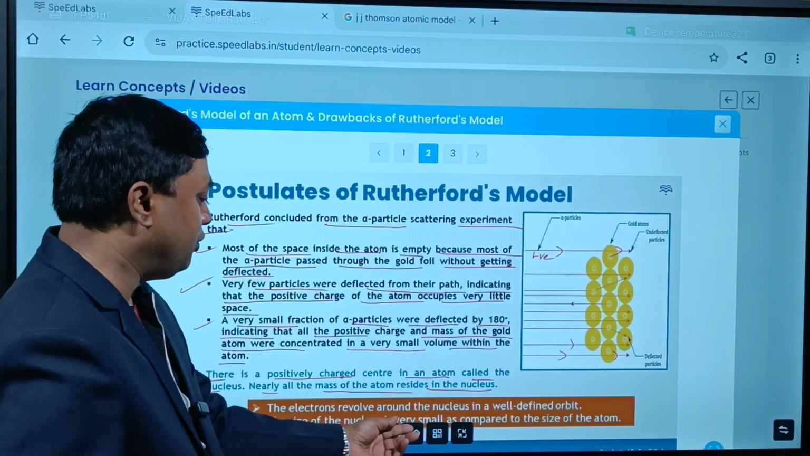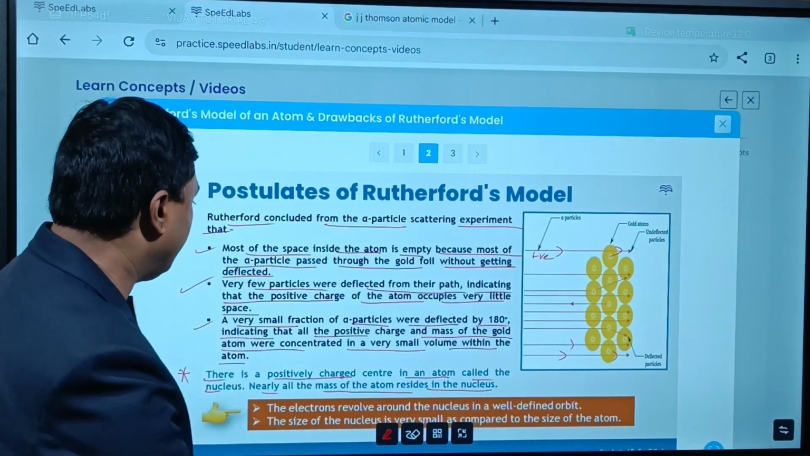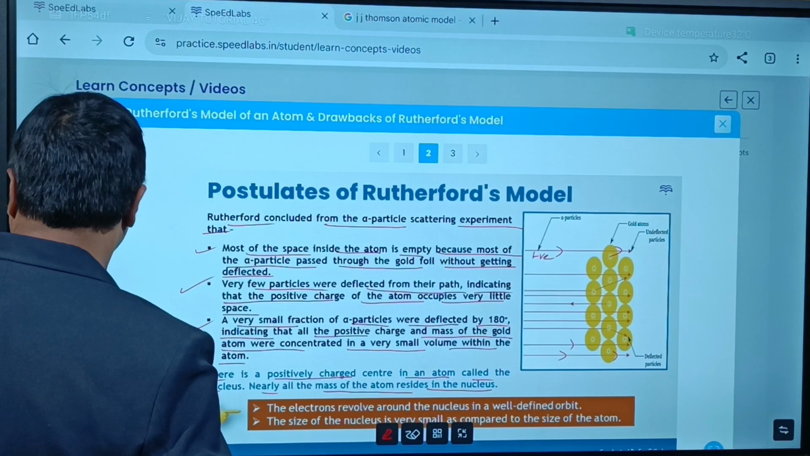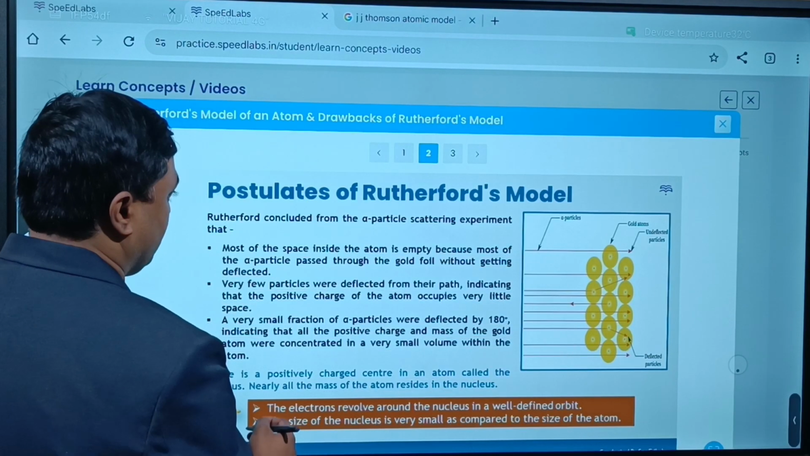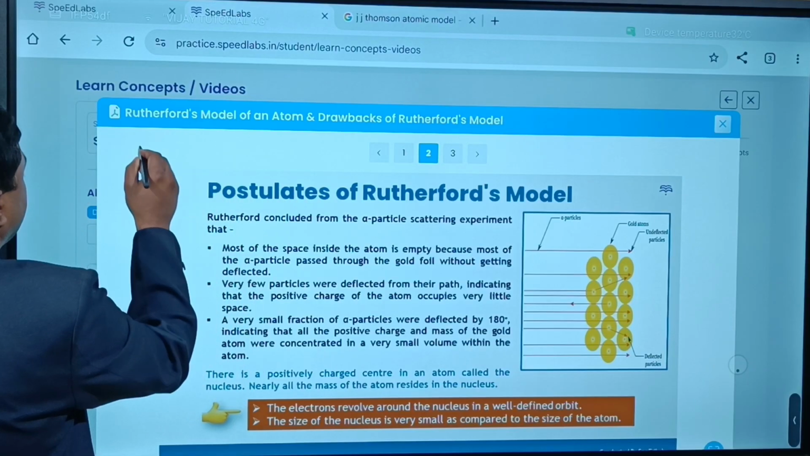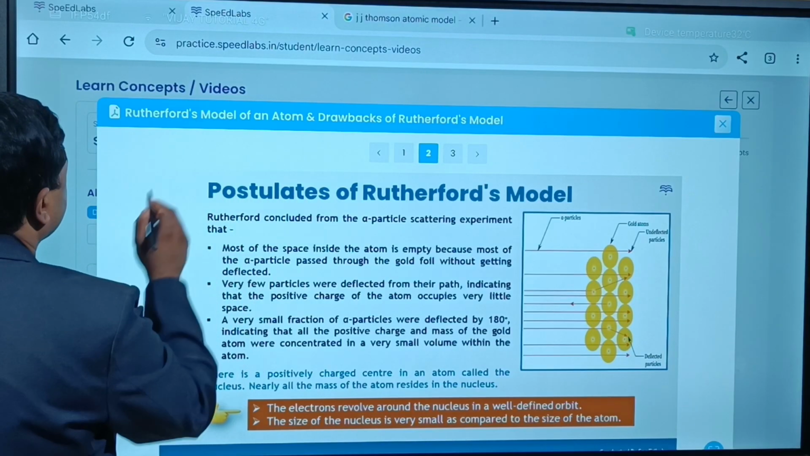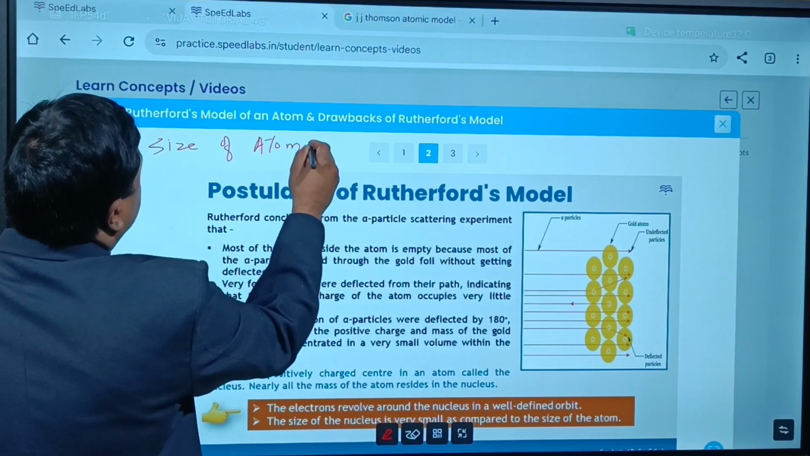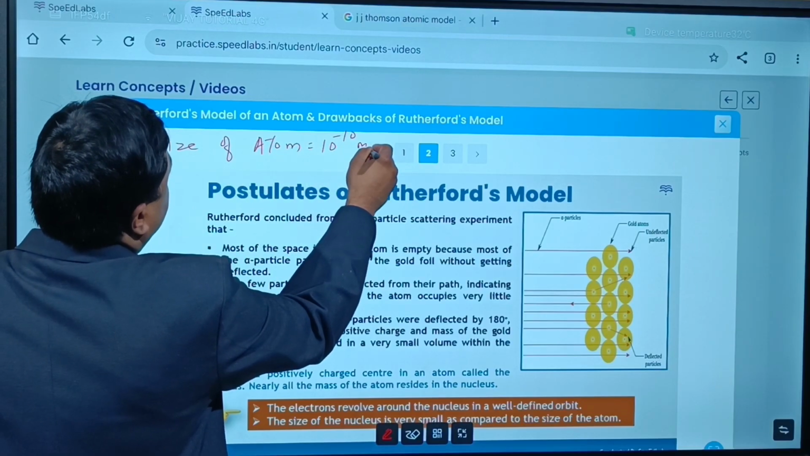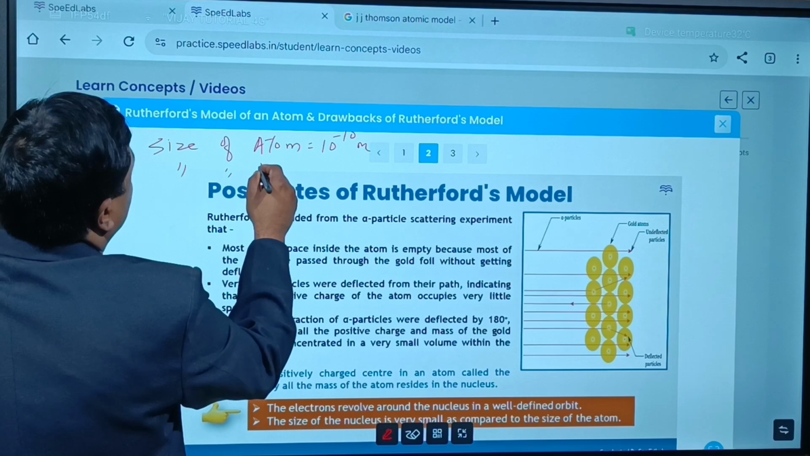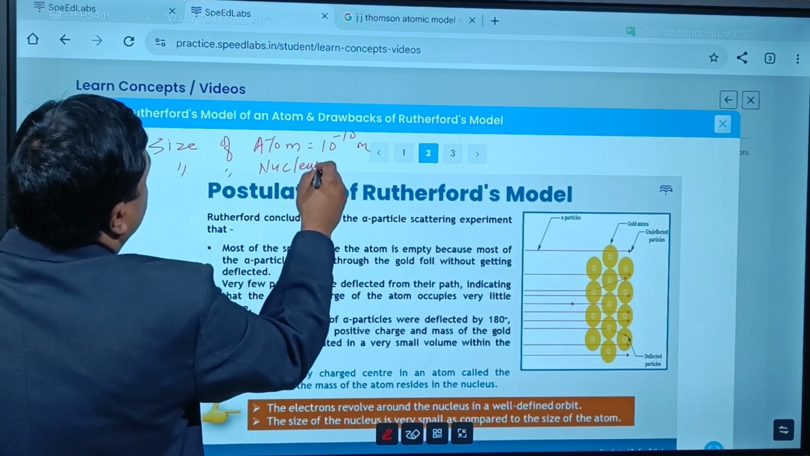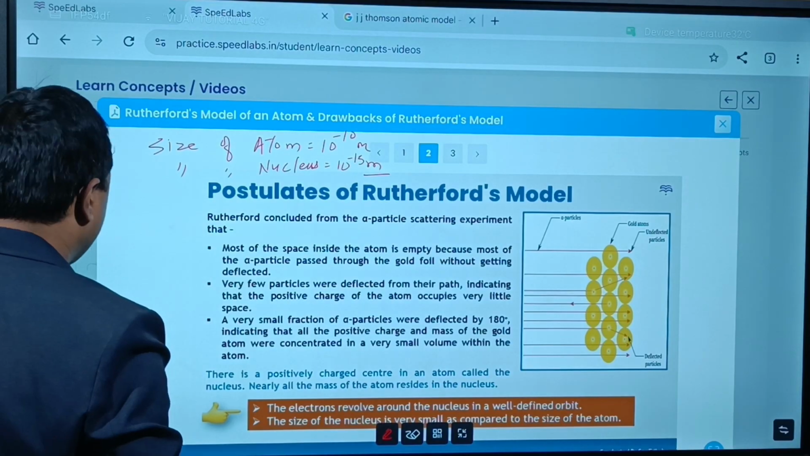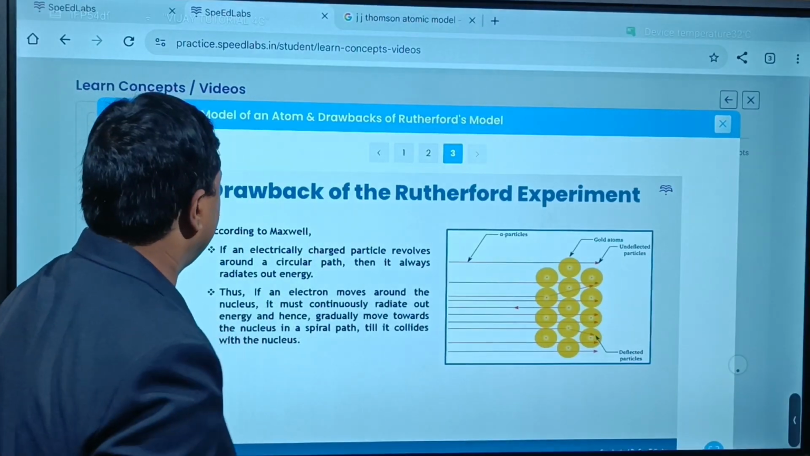The size of nucleus is very small compared to the size of atom. You can note down also the size of atom. Okay, you can note this, very, very important. Generally, size of atom is 10 to the power minus 10 meter, whereas size of nucleus is 10 to the power minus 15 meter. Is it clear? Okay, let's go to the next concepts.